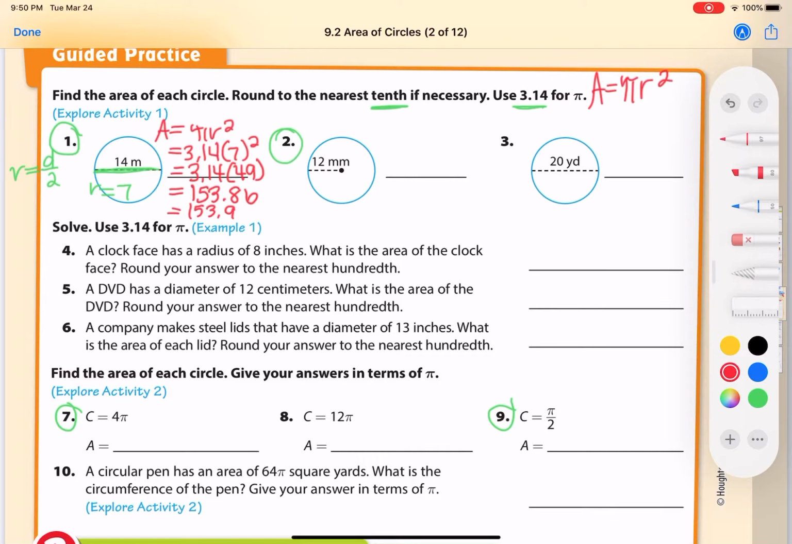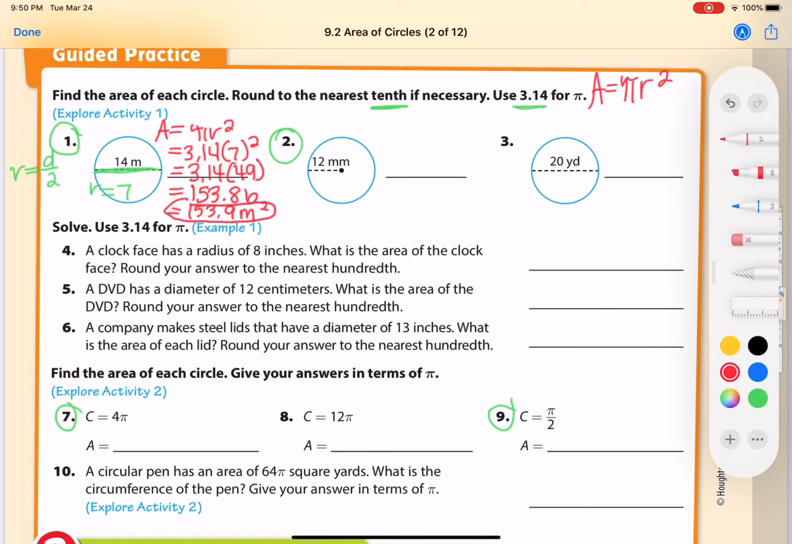Now we always have to write our answer with the measurement given. So when we did the radius squared, that means we squared the meters as well, or multiplied the meters together as well to make it m squared. So my final answer is 153.9 meters squared.